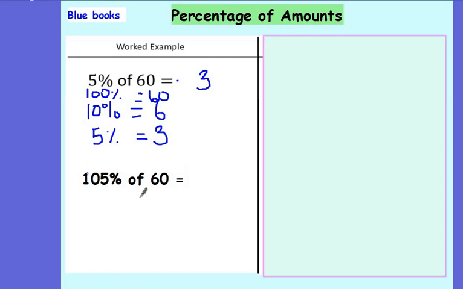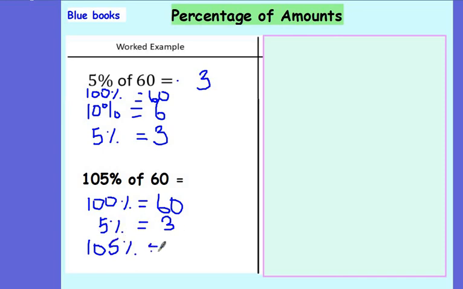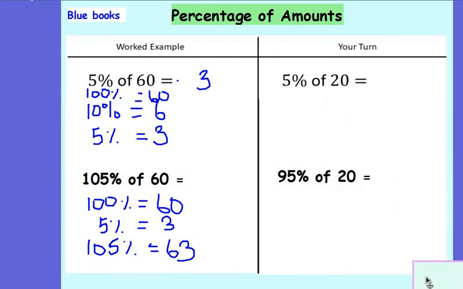If I want to find 105% of 60, 100% of 60 is just 60. We know that 5% was 3. So 105% can be found by adding up those two percentages, which would give me 63. Over to you, Year 7. In your dark blue books, please have a go at these two questions. Pause the video for 5 minutes or so and work those out now.